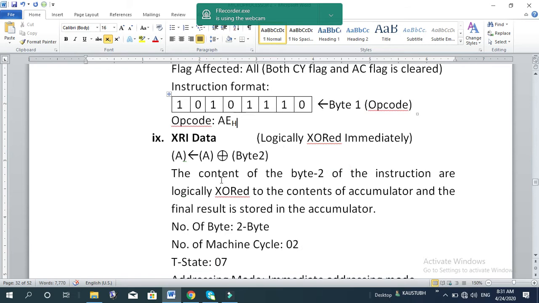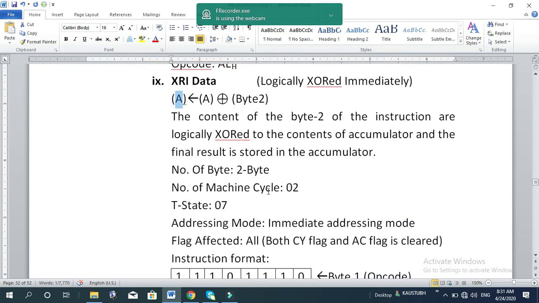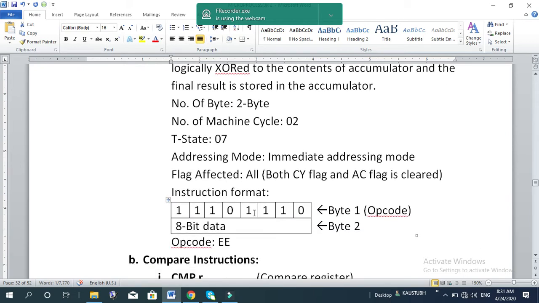Okay, like ANI data and ORI data, similarly XRI data also, which is the byte 2 of the instruction, the 8-bit data. So the content of byte 2 of the instruction is logically XORed with the accumulator, and the result is stored into the accumulator. This is a 2-byte instruction, machine cycle 2, T state 7. Flags: all, but both the carry and auxiliary carry flags are cleared to 0, and in the instruction format it is 11101110, which is EE hex.